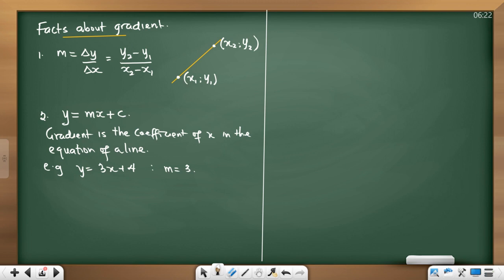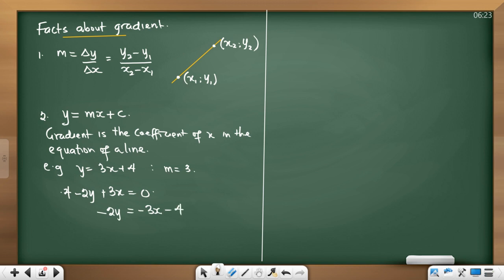What if I give you this? 4 minus 2y minus 3 plus 3x equals 0, and I ask for your gradient. Don't be tempted to say your gradient is 3. No. Rewrite the whole equation first as y. So I'll have negative 2y equals negative 3x minus 4.